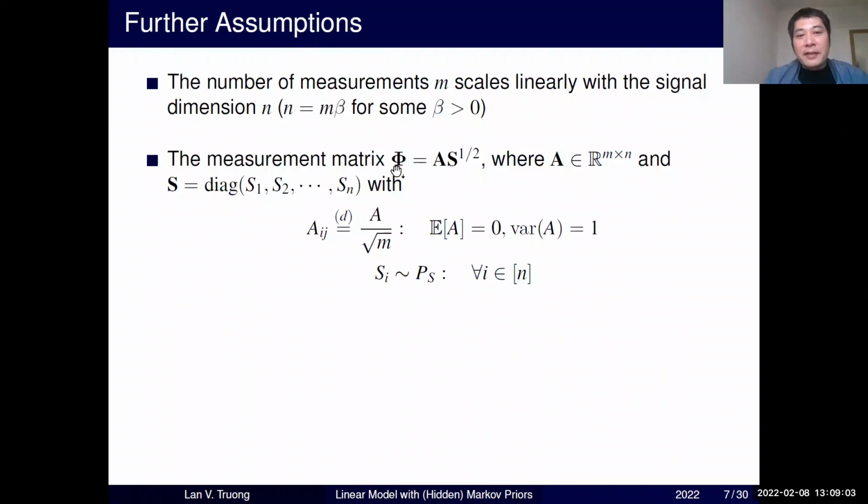And we assume that the measurement matrix Phi equals the square root of A_t, where A_t is a diagonal matrix with elements S1, S2, up to Sn. We assume that all elements S1, S2, Sn have the same distribution, some zero-mean distribution P. And we assume that the vector A has all elements IID, and each element has zero mean and variance 1. So we normalize over the square root of m, so that the variance of each row is equal to 1.